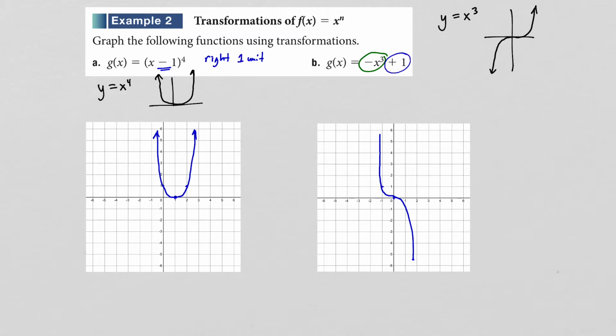But then we also have plus 1. And the plus 1 is going to take this point here and every other point on the graph, and move it up 1 unit. So the final graph looks like this. And so we can get basic transformations of the power function by just shifting the graph left or right, or doing reflections and the other various things we learned in previous sections.